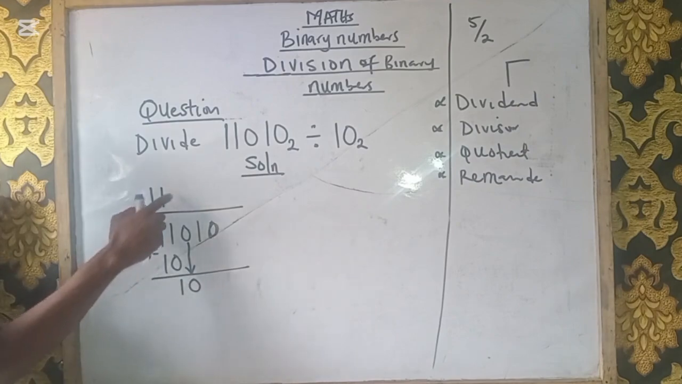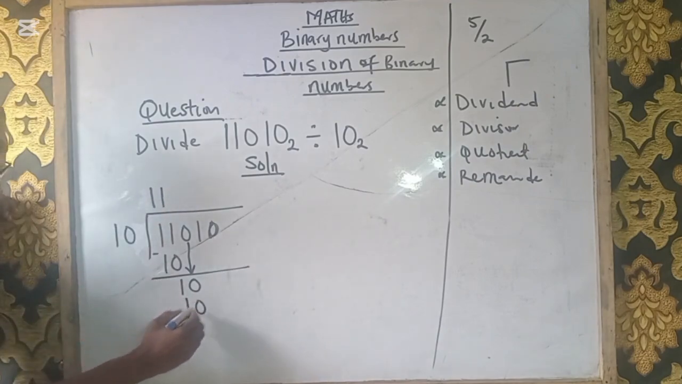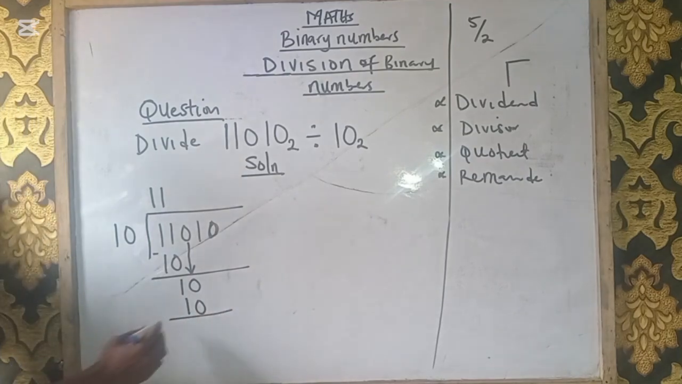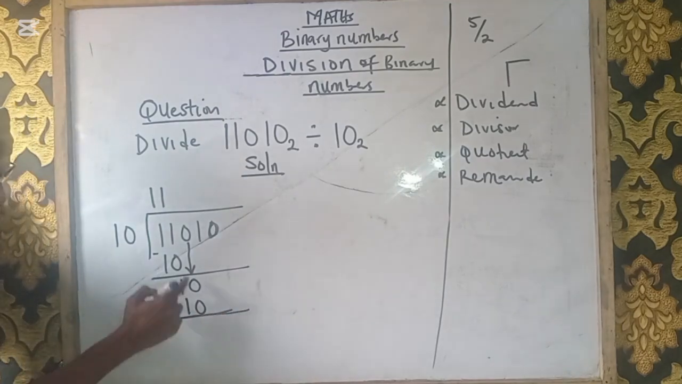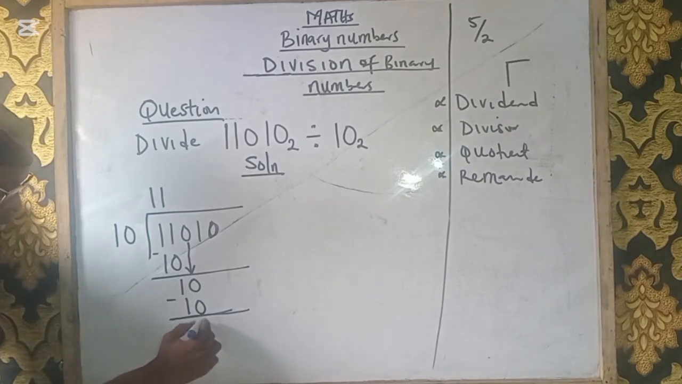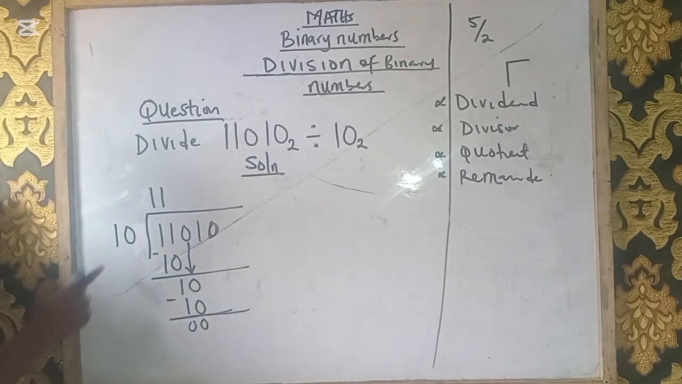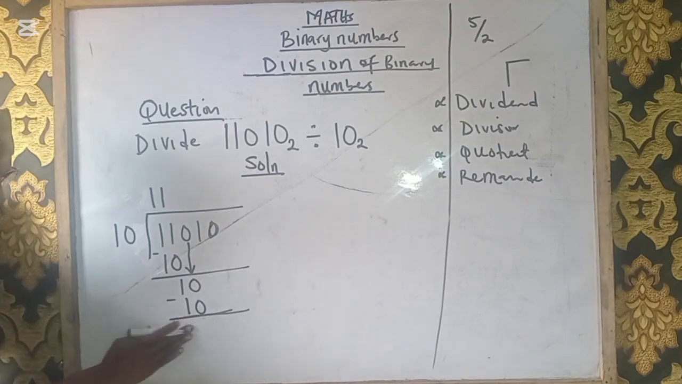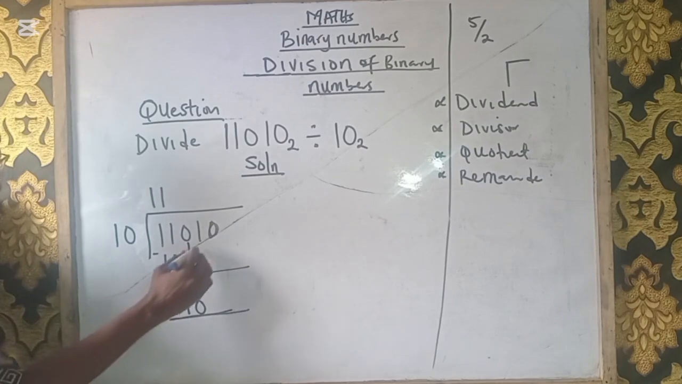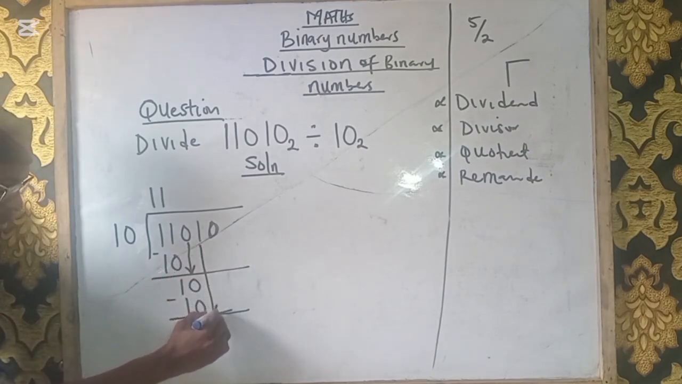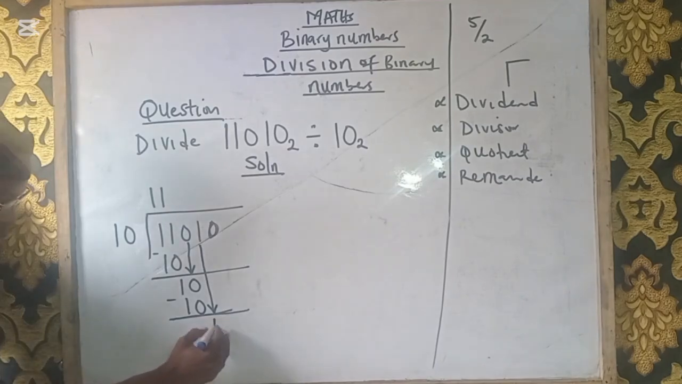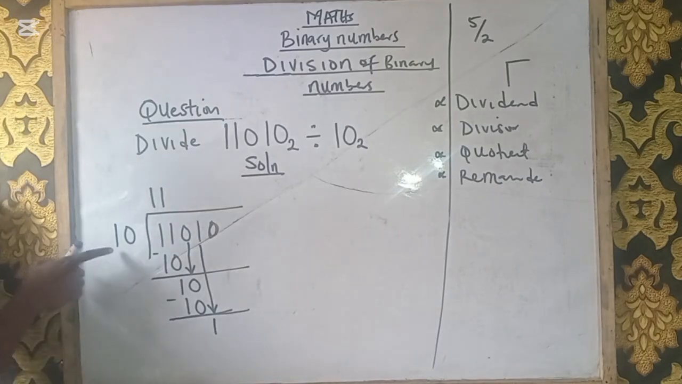So this multiplied by this again, you have this. Can you see that, please? So this minus this is 0. Can this go in this? No. So you may even neglect it; you may not even need to write it because it's 0. So you drag the next number down, which is 1. Can this go in this?